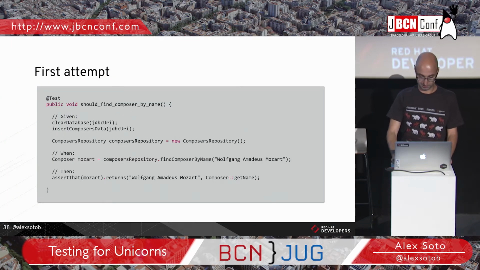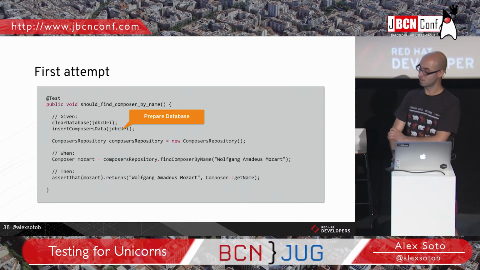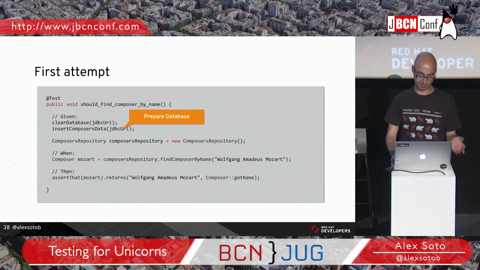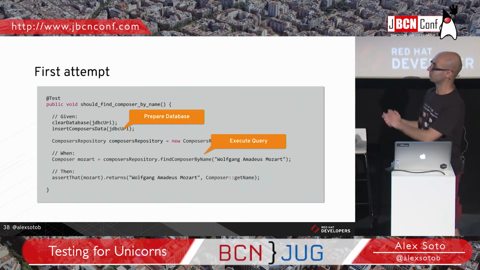So your first attempt to write a persistent test is something like this. First of all, I clean the database, so I know that everything is in a known state. Then I insert my composers. Then I execute the query, and then I assert that the find composers works.